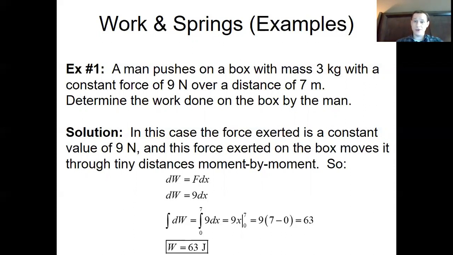This is very straightforward. Well, you've got to think about this. Is the force he's applying a little itty tiny force? No, it's a big force. It's 9 newtons. It's not like a slice or anything like that. He's just applying 9 newtons.